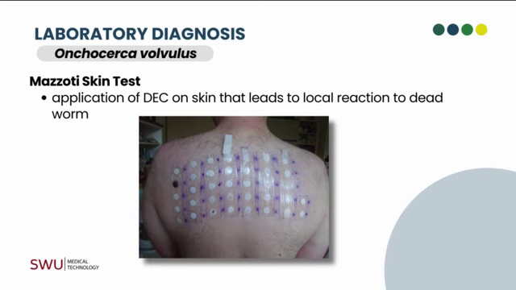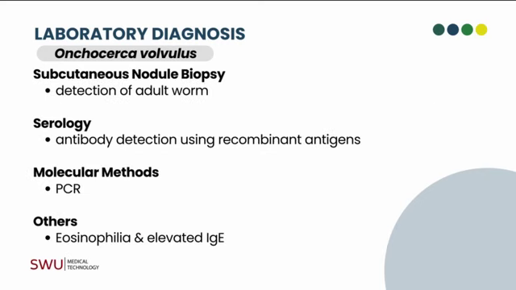We also have here the Mazzotti skin test, in which there is a topical application of diethylcarbamazine on the skin that leads to a local reaction, maybe erythema, or it can also be itching. And this is a reaction towards the dead worm. This can be done only in light infection without eye involvement because the reaction may become severe, especially in heavy infection. Aside from this, we can also perform subcutaneous nodule biopsy for the detection of adult worm, but this is less sensitive as compared to other methods.